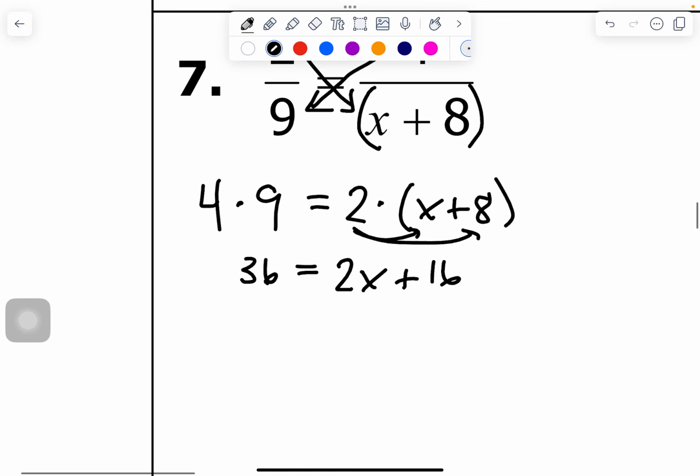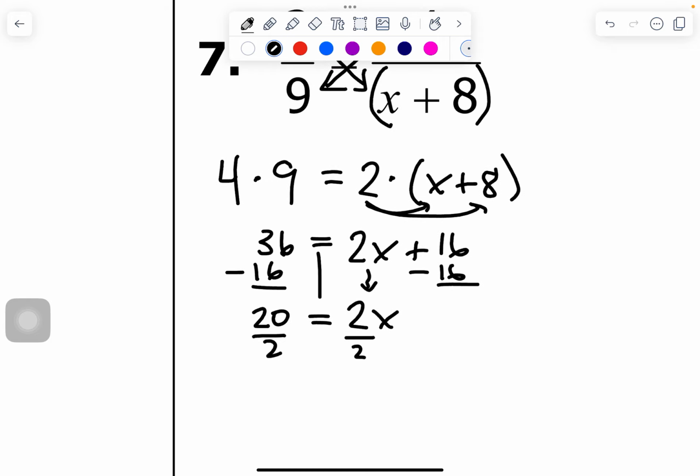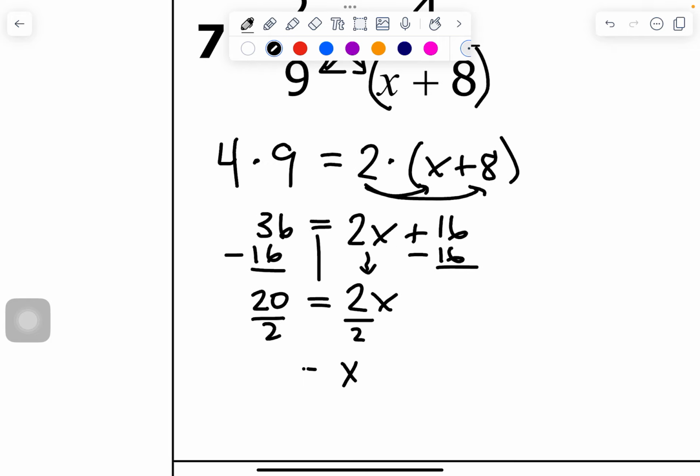And then I'm going to start moving my numbers away from my variable. I'm going to start by subtracting 16 from both sides, which gives me 20 on the left-hand side, and 2x just slides down on the right. Then I'm going to divide by 2, and I end up getting x equaling 10.